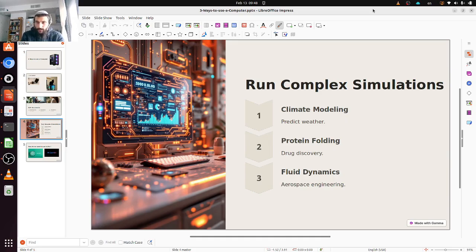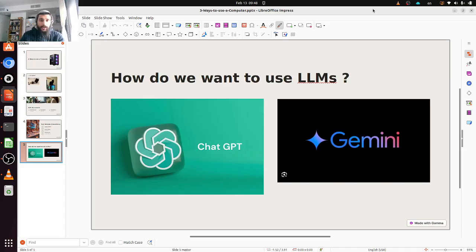climate modeling simulations to predict the weather, extreme weather events, and future climate change, or protein folding simulations that facilitate discovery of better drugs. So the question is, what utility we would like to gain from our interactions with LLMs?